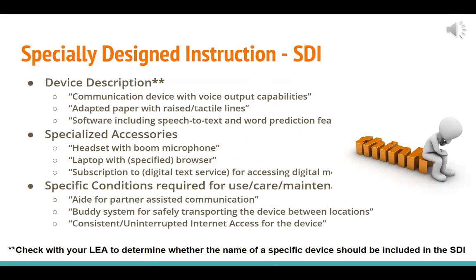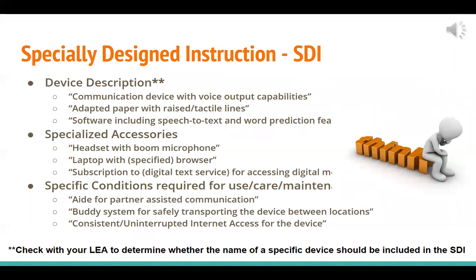You also want to specify conditions that are going to be required to use that device, to care for it, or to maintain it. So for example, if a student is using a partner-assisted communication modality, they're going to need an aide to help with that. So that's where you can add that information in the SDI. One other one that I like to point out, because sometimes we don't always think about it, is if we're using a device that requires internet or that's connected via Wi-Fi, we want to make sure that we're specifying that condition in the SDI. Again, when a student has AT listed in their IEP, it has to be consistent, it has to be reliable, it has to be available in the situations that we are specifying it needs to be available.